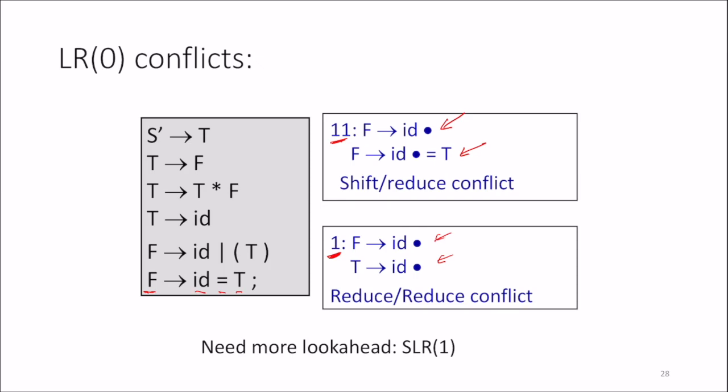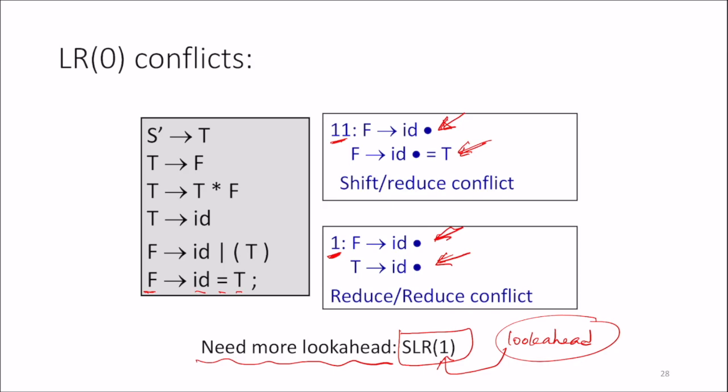So in order to deal with these kinds of grammars, we need more lookahead to resolve these conflicts. What we're going to do in the next video lecture is look at a modification of LR0 where we're going to add some lookahead. The lookahead will tell us which choice to take, whether to reduce this one or this one, whether to shift or to reduce. So it's going to resolve these conflicts by looking ahead one symbol.